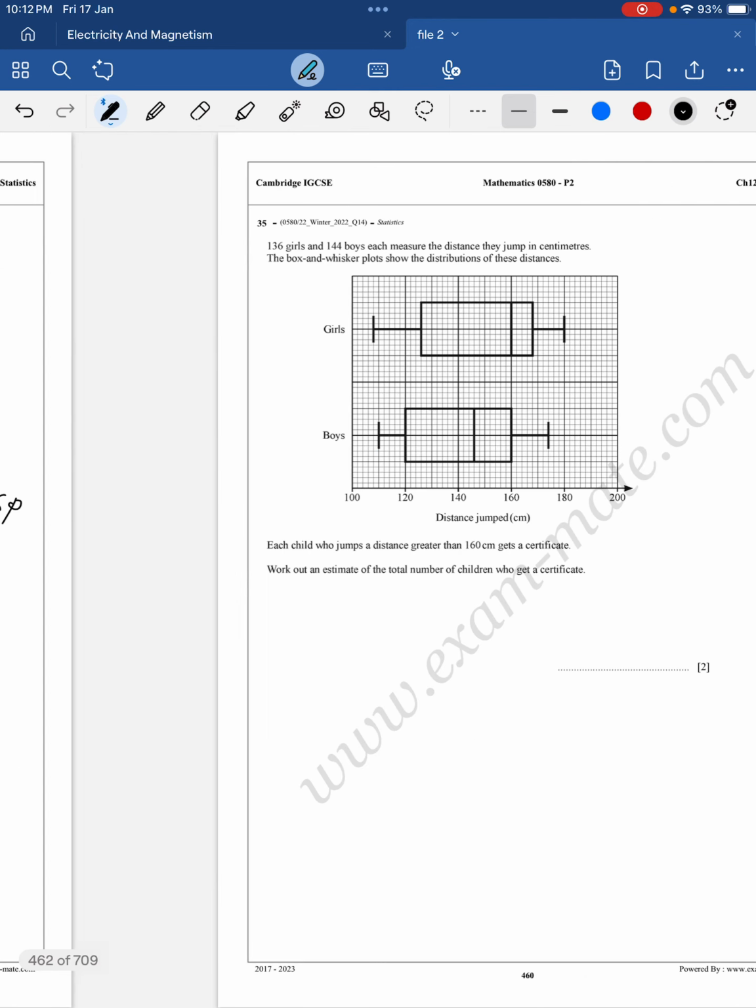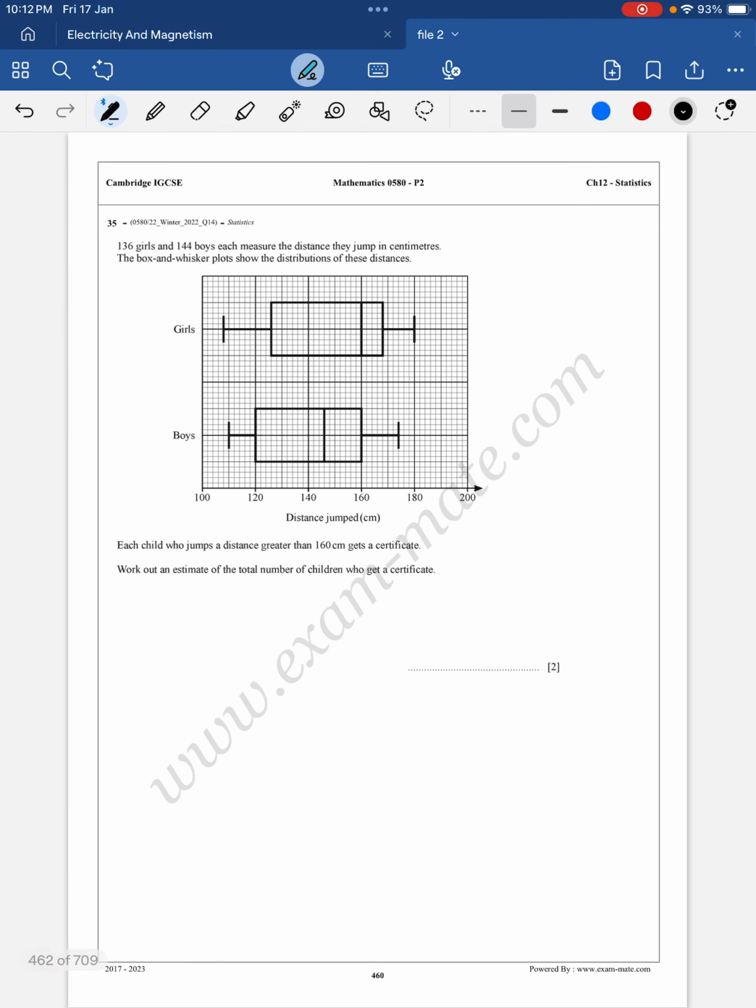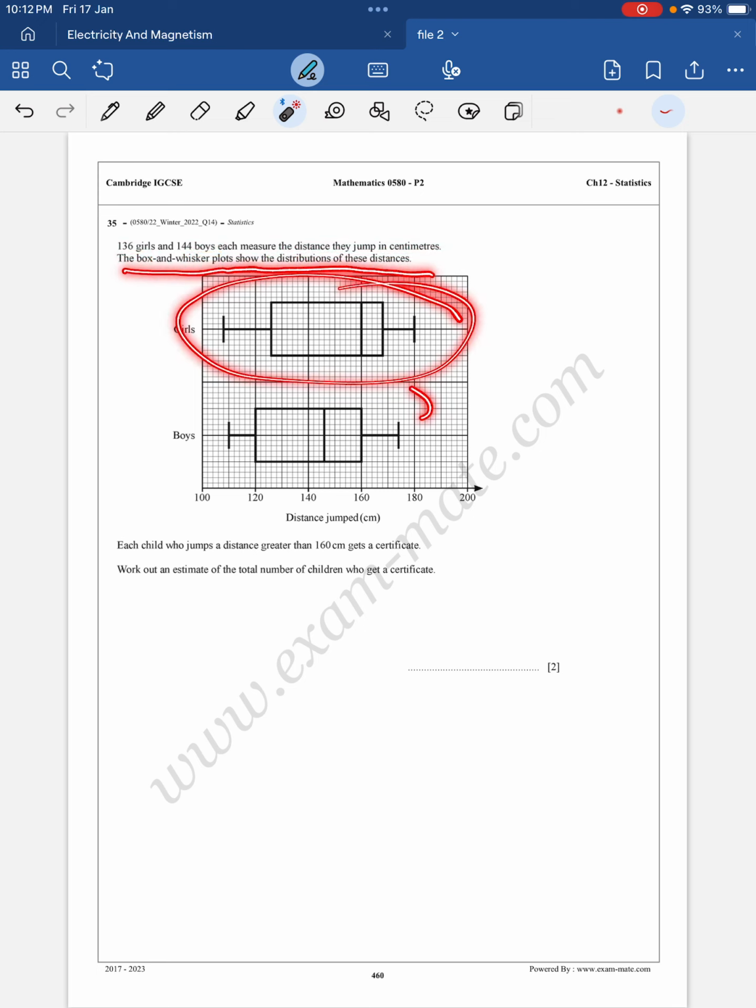Okay. Going towards the 35th question. We have 136 girls and 144 boys, each measuring the distance they jump in centimeters. The box and whisker plots show the distribution of these distances. Each child who jumps a distance greater than 160 centimeters gets a certificate. Work out an estimate of the total number of children who get a certificate.